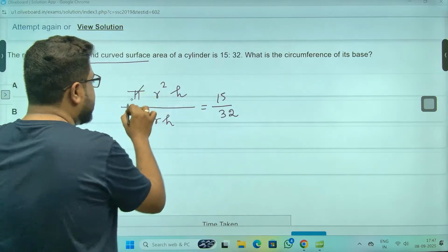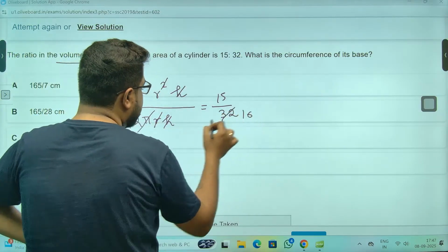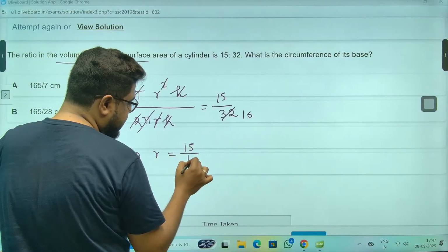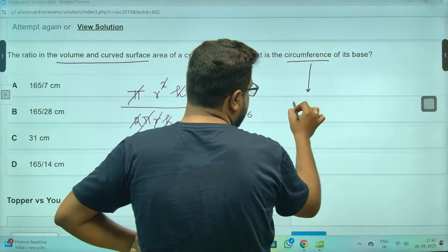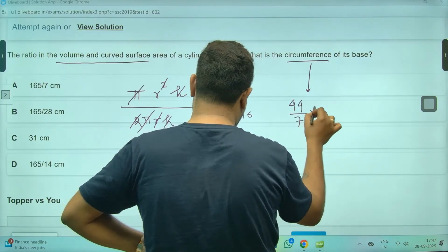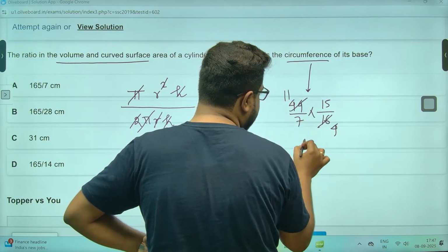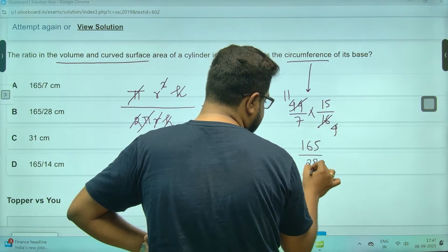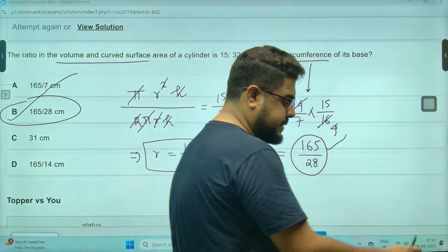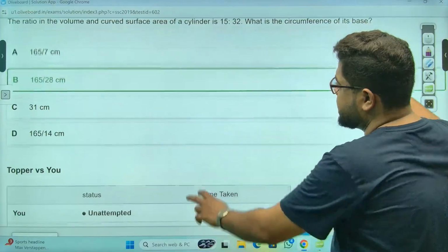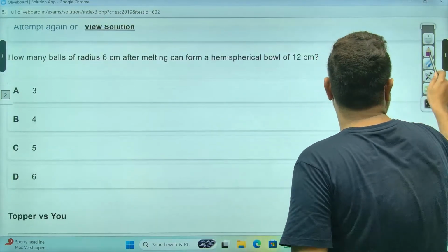Now, if you're smart enough, you will not write all these things. You will say, sir, acha, this is 16. So R is 15 by 16. Circumference means 2 pi r. 44 by 7 into R. Sir, 4 4s, 4 11s. I don't think we can do anything. 165 by 28. Sir, option B is the answer. You don't need to do anything, sir. Simple question, keep it simple. That's all.